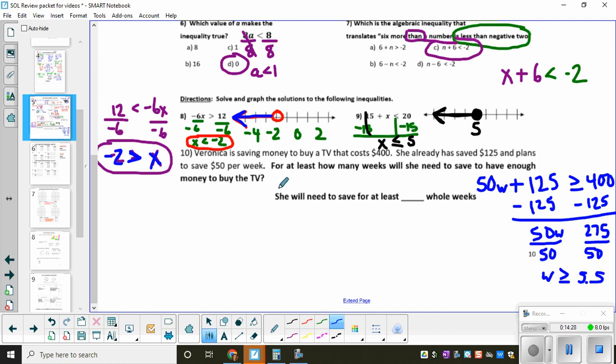Now, when we come through and read this sentence to fill in the blank, it says she will need to save for at least blank whole weeks. Since it now says whole weeks, let's think this part through. If she were to only save for 5 weeks, 5 weeks times 50 would be 250, and that wouldn't be enough. So she needs to save for at least 6 whole weeks, and then she'll have enough money.